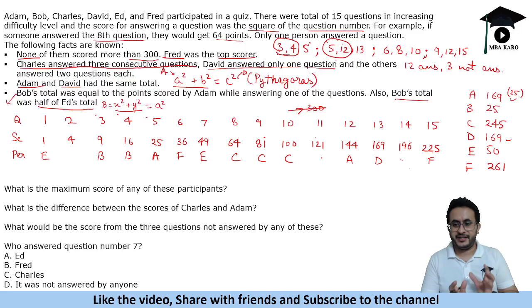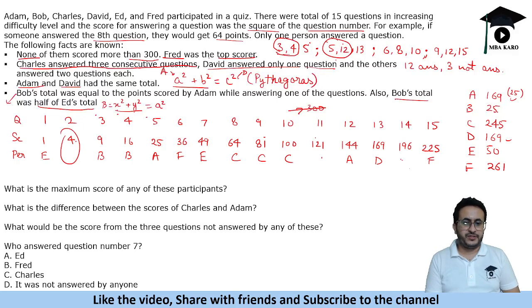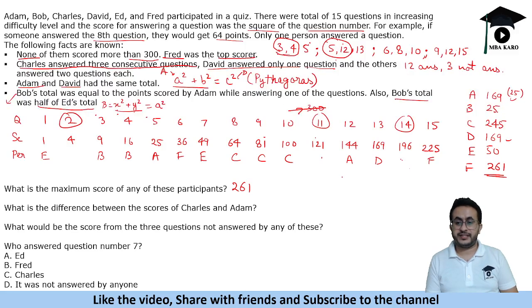Okay, so it was an interesting set dealing with squares of numbers. Now these numbers are missing, so these were not answered by any one of them, like 11, 14 and question number 2. Okay, so what is the maximum score of any of these participants? So maximum score is 261. What is the difference between the scores of Charles and Adam? Charles is 245, Adam is 169, so the difference is 76. What would be the score from the 3 questions not answered by any of these? So that will be 196 plus 121 plus 4, so that is 321.